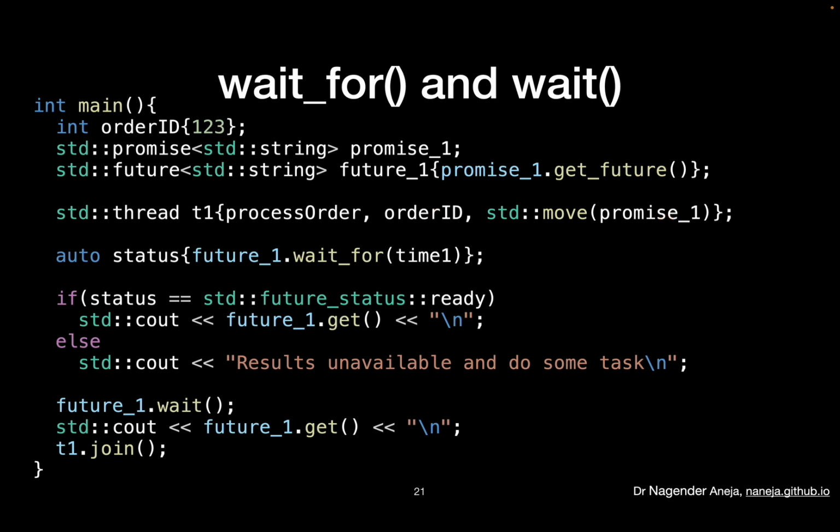Now that will take 5 seconds, but main will continue, and main will say status, main will wait future one dot get wait for this. So immediately main goes for this, but it's wait for, right? So it's wait for time one, which is the 1 second. So in 1 second we know that the results will not be available because the thread definitely will wait for 5 seconds. So there are high chances.